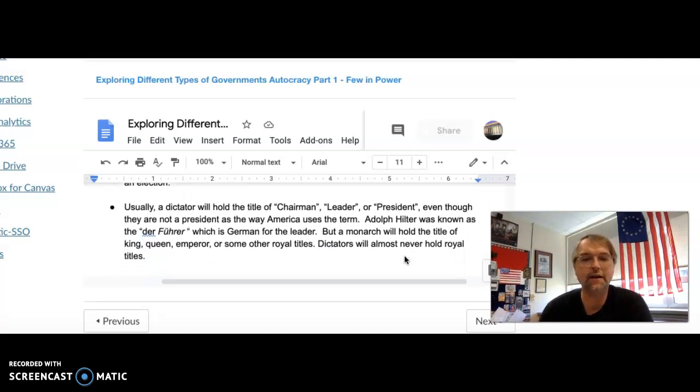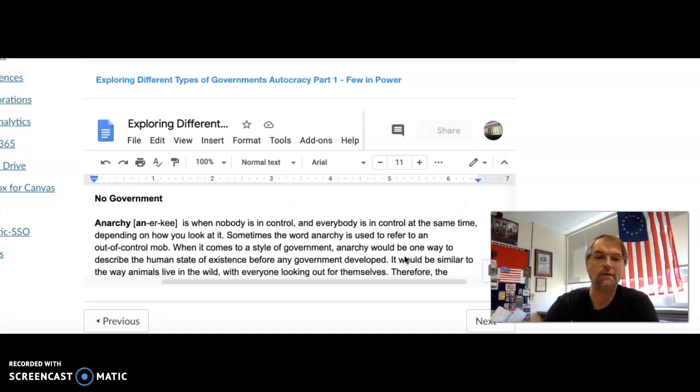Also, usually a dictator will hold the title of a chairman, a leader, or they will even call themselves a president, even though they are not a president as the way we think of a president in the United States. Adolf Hitler was known as Der Führer, which is German for the leader. But a monarch will hold the title of a king, a queen, emperor, or some other royal title. Dictators will almost never hold royal titles.